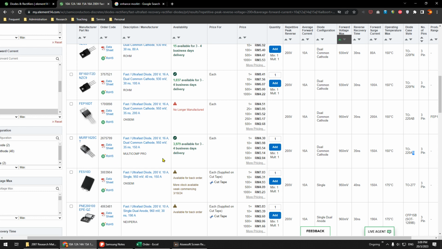So that's it. That is how you find a diode, almost the same as MOSFET. But for this one you just find the fast and ultra fast recovery diode. Okay, thank you.